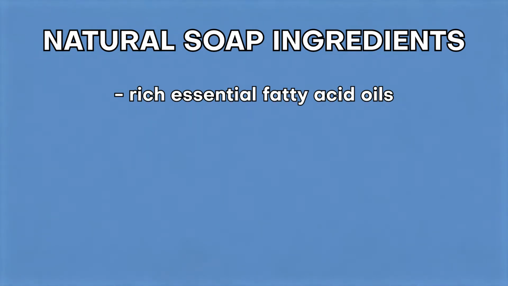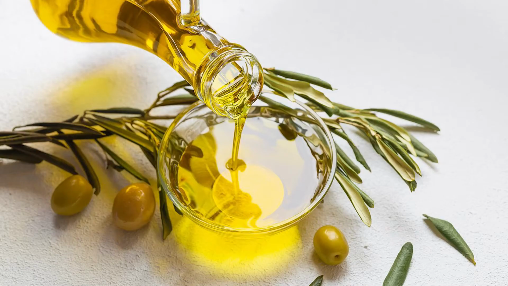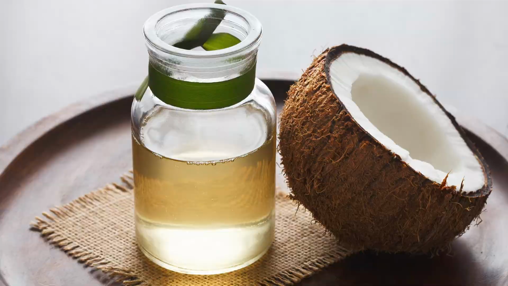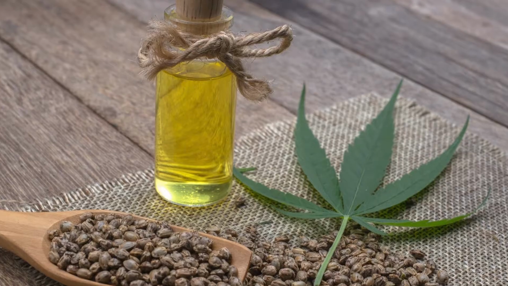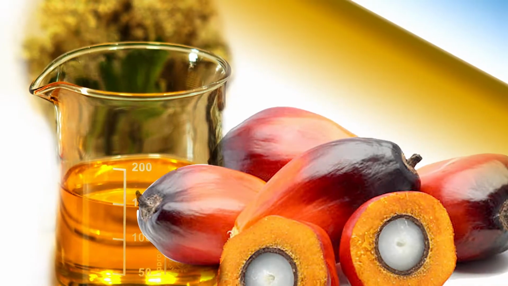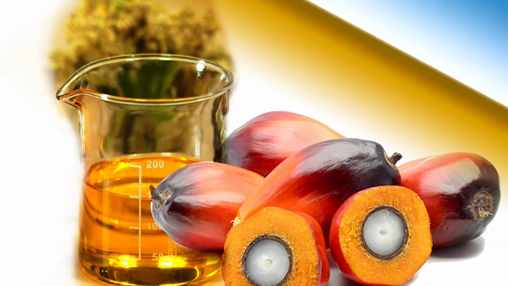Alright, so moving into the next segment of our video, where we're going to talk about the differences in ingredients we can find in natural soaps versus commercial soaps. Starting off with natural soaps, we often find what we call rich essential fatty acid oils, like olive oil, coconut oil, castor oil, even hemp seed oil, or sustainable palm oils. Those are your most popular ones.